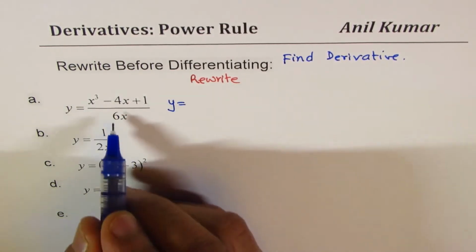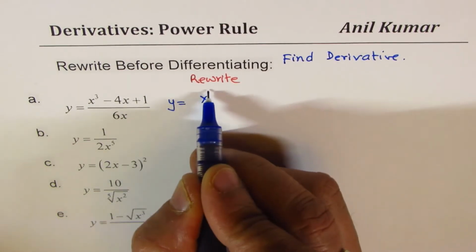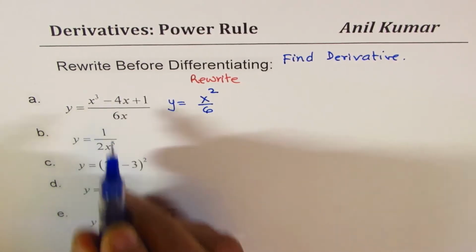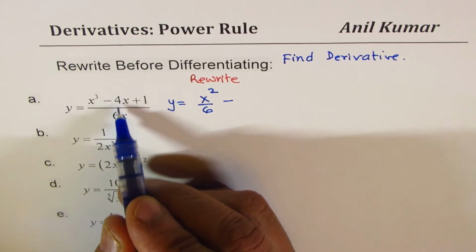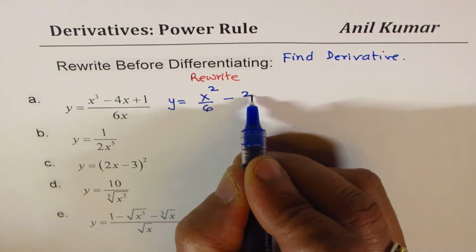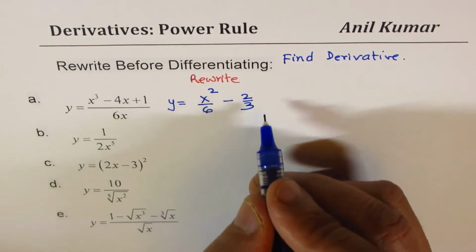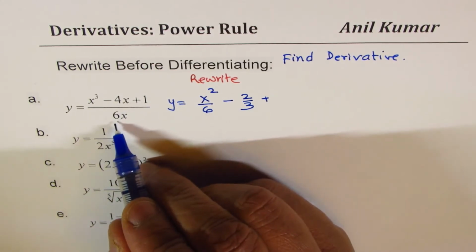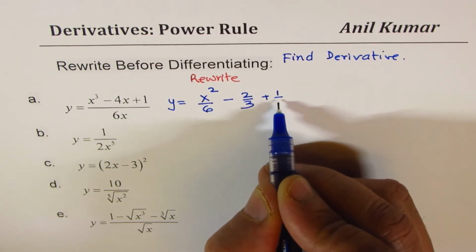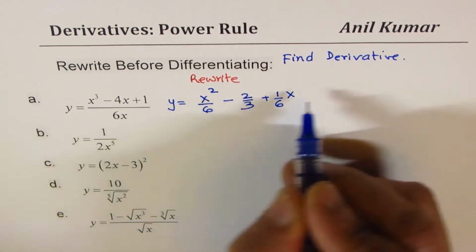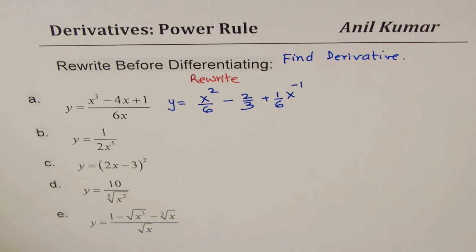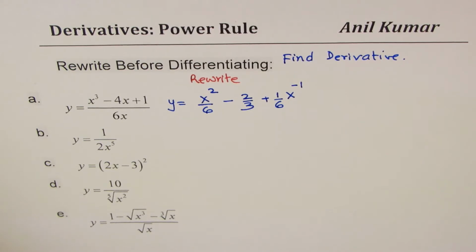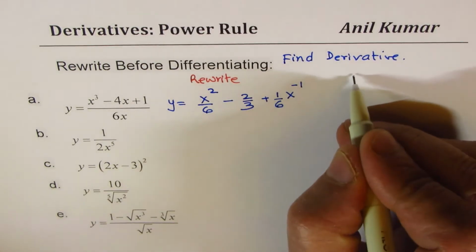each by 6x. So we get x squared by 6, that is the first expression. Minus, if I divide 4 by 6, I get 2 over 3, x cancels, so it's just a constant 2 over 3. And then we have plus 1 over 6x. When I write 1 over 6x, I could write this as 1 over 6, and x to the power of minus 1. You get an idea. If x is in the denominator, we could write this as a negative power, and then we can write the derivatives. So once we do that, we can write the derivative.